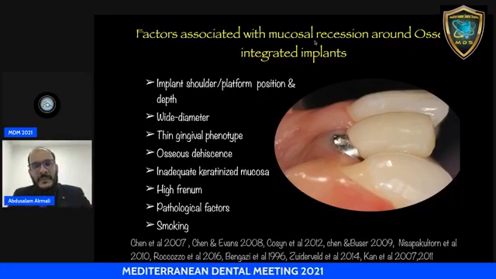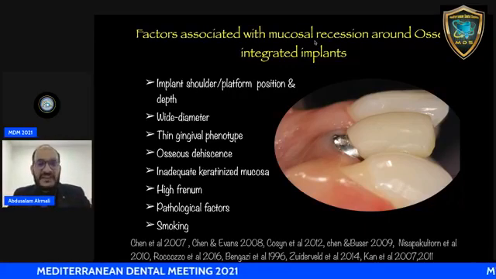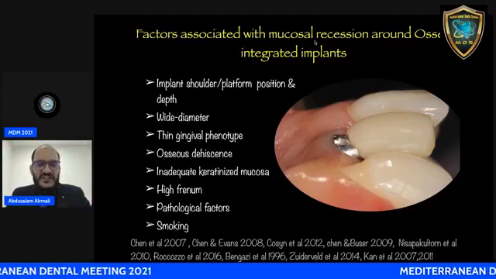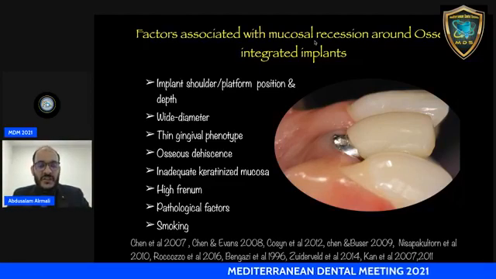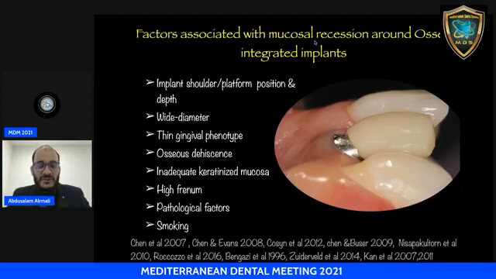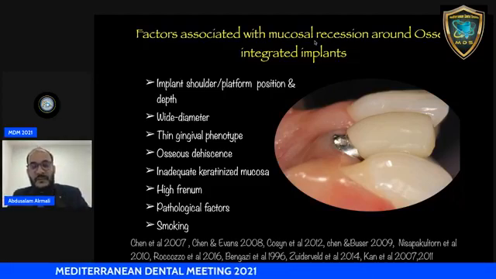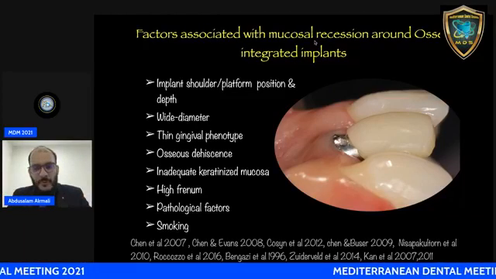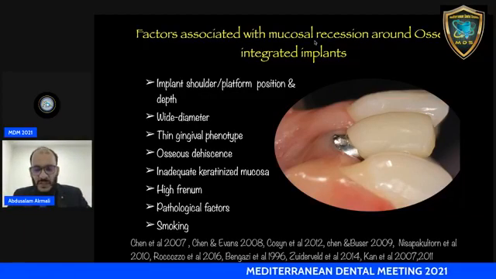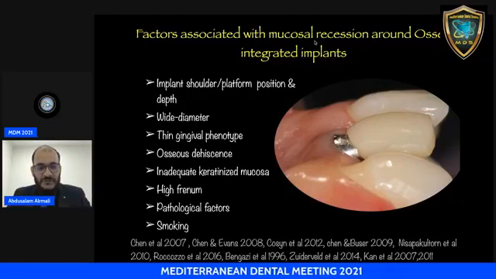Because in some cases, not all cases are perfect. In some cases, the patient has a thin gingival phenotype, inadequate keratinized gingiva. So you're going to manage those principles and those factors before you consider placing the implant. Some patients have a bony dehiscence, some patients have pathological problems. You have to deal with all of these situations and try to optimize the soft tissue as well as the bone.